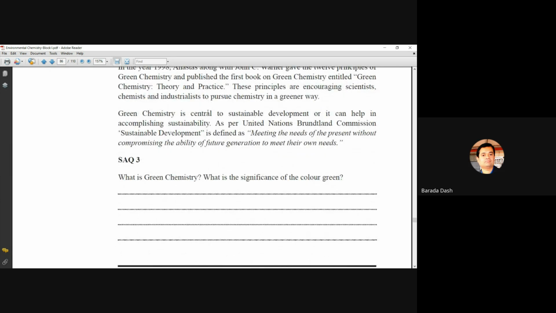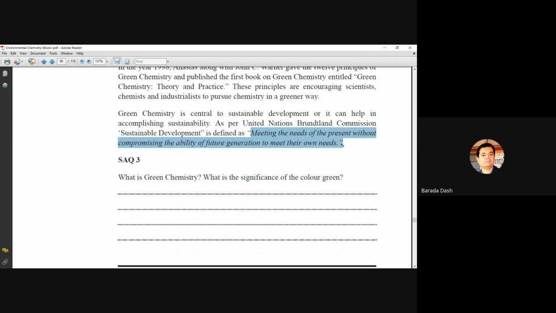So what is green chemistry? Green chemistry is central to sustainable development, or it can help in accomplishing sustainability. As per the United Nations Commission on Sustainable Development, sustainable development is defined as meeting the needs of the present without compromising the ability of future generations to meet their own needs. So basically, we should think about our future generations.